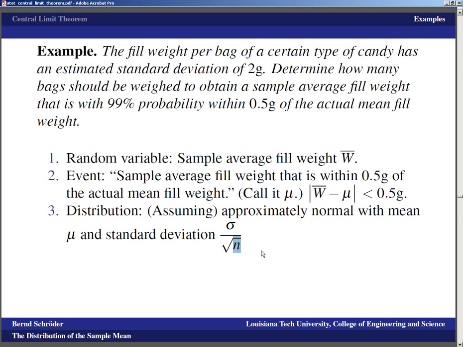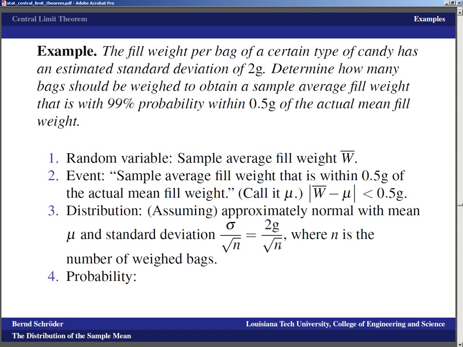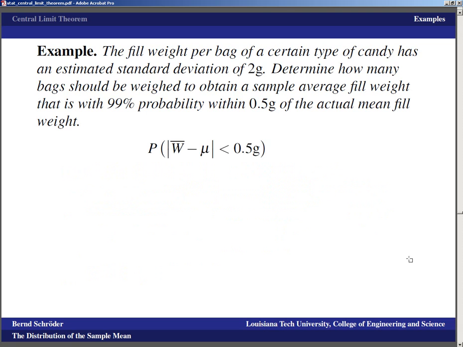Or maybe you've got a good reason to assume that your underlying distribution is normal, in which case the smaller n would work just fine. And sigma over root n is 2 grams over root n, where n is the number of weighed bags, and that's what we need to find. The probability is given as 0.99 or 99%. And so now we turn that into a probabilistic equation.